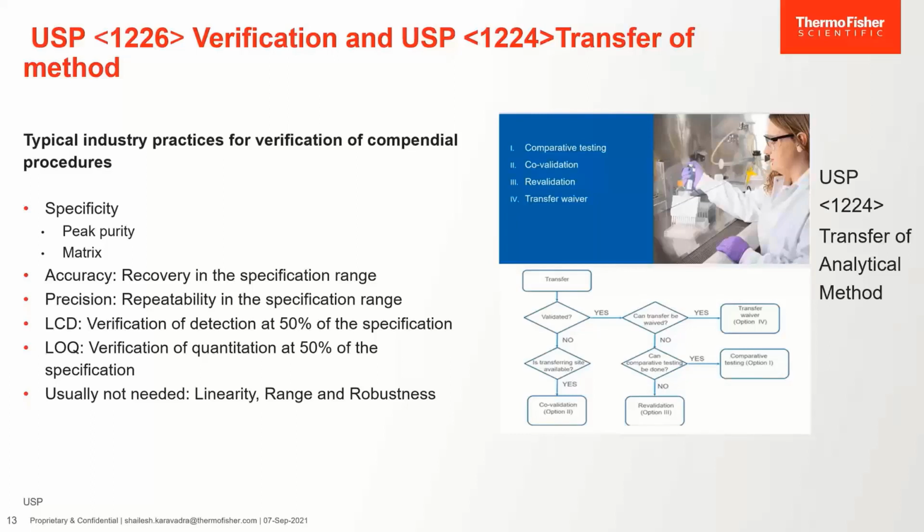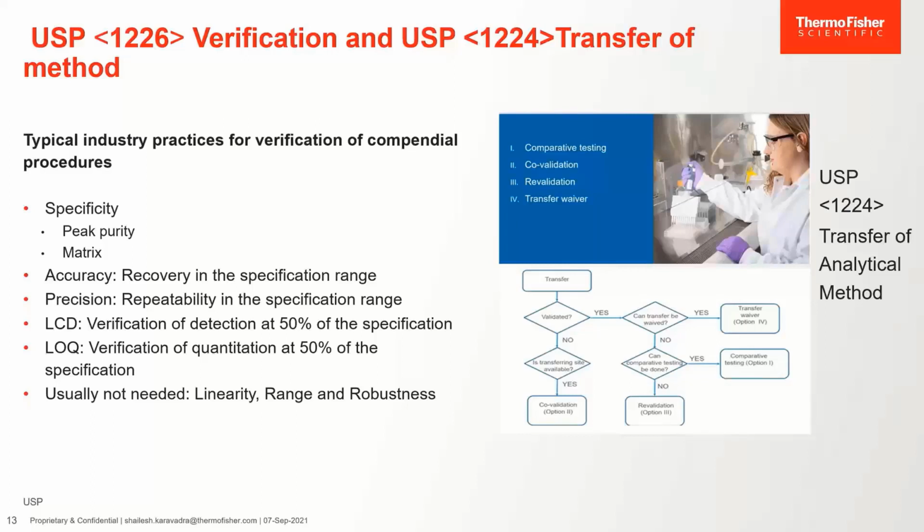A transfer of analytical method (USP 1224) is typically required when one method is transferred from one lab to another lab, or from one instrument to another instrument at a different site. And there are several things that you have to look out for.